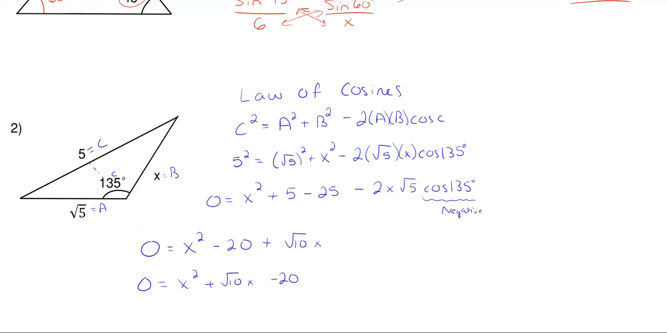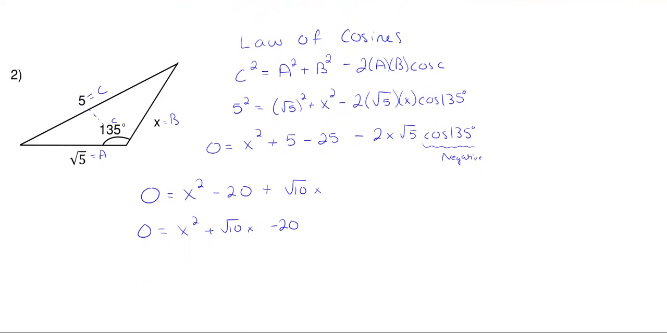Well, what do we have here? We have a quadratic equation. So we have to use the quadratic formula in order to solve for x. Some of you may be thinking, well, it'd just be easier to use the law of sines twice. Yeah, it's up to you if you want to. But I'm showing you how you can do it with the law of cosines.